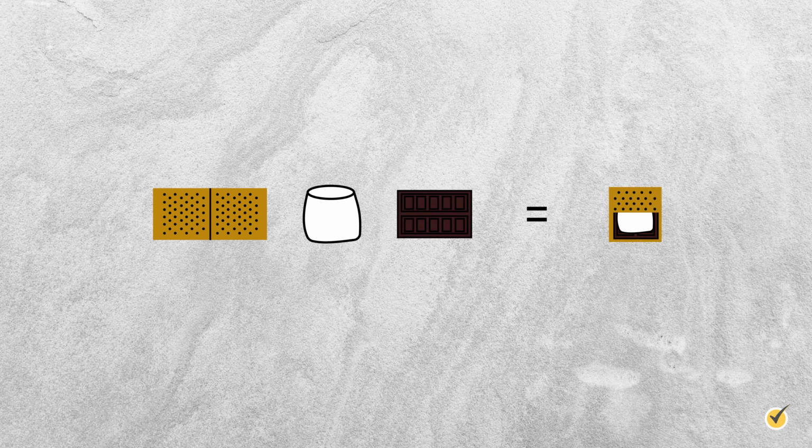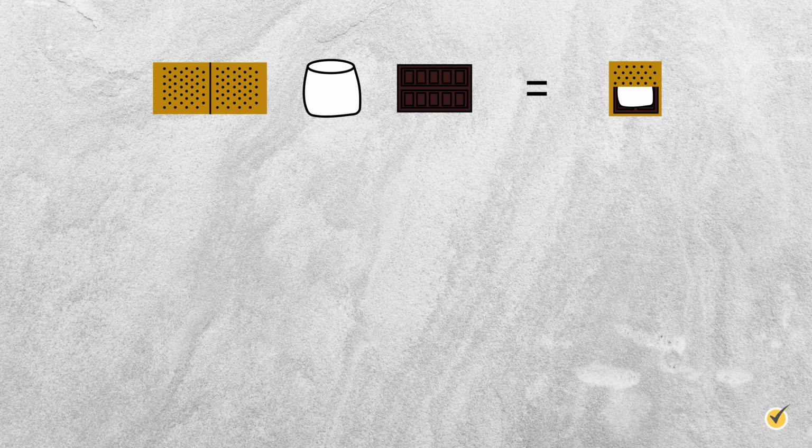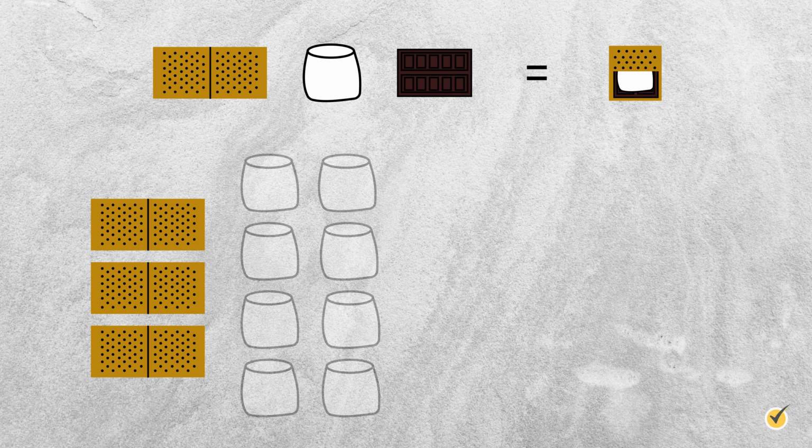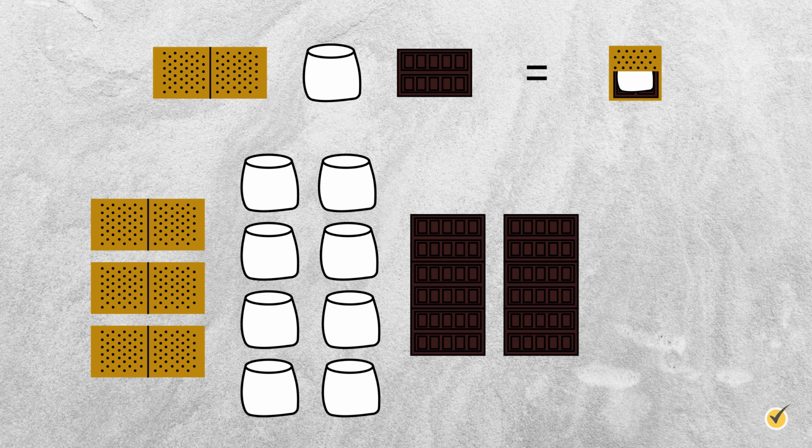Let's stop and take a second to think about limiting reagents because it's a really important concept. An easy and relatable way to understand limiting reagents is to consider s'mores. For each s'more, we need 1 graham cracker, 1 marshmallow, and 1/3 of a chocolate bar. Say we have 3 graham crackers, 8 marshmallows, and 2 chocolate bars.